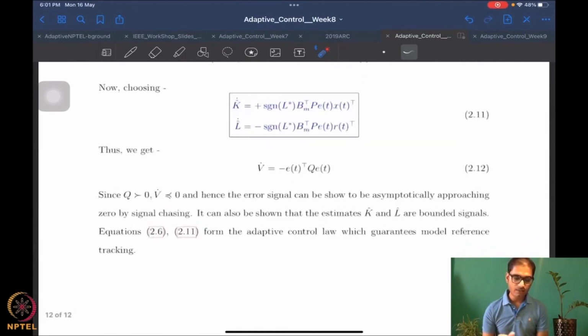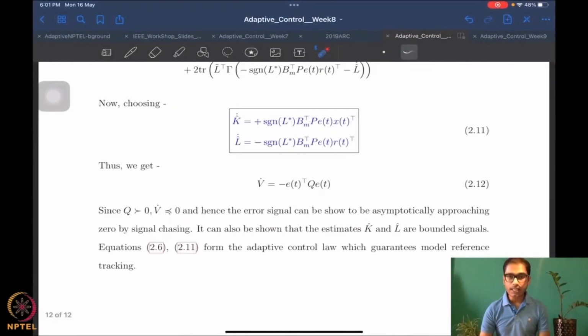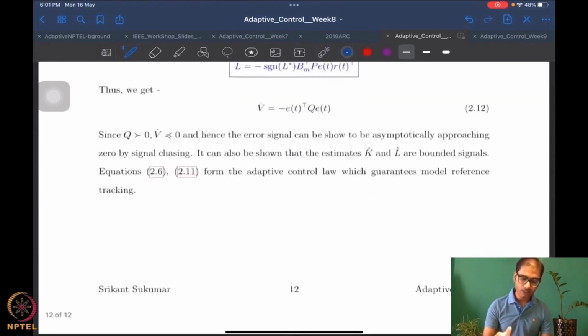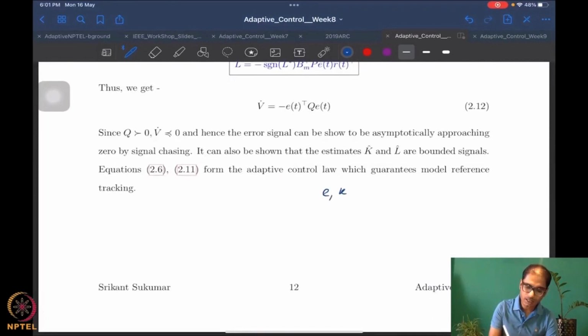We essentially have a nice model reference adaptive controller. This is what guarantees tracking. Of course, it doesn't guarantee any kind of parameter identification. That is something that requires persistence of excitation, and in fact I strongly recommend that you write the dynamical system in a very careful form with E, K tilde and L tilde as states.